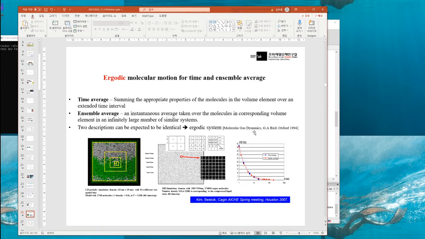Another important thing in a molecular dynamics simulation is that we only deal with a limited number of molecules, and people in our field always question how many molecules we need to recover the classical thermodynamic properties.